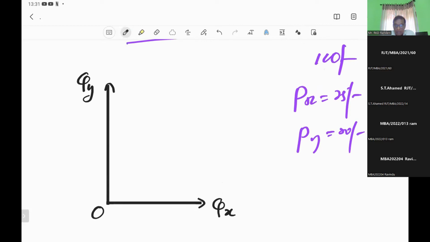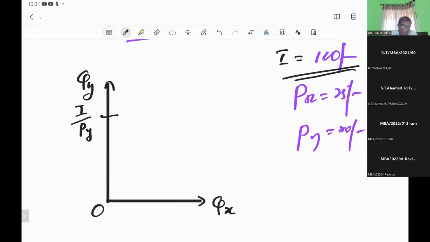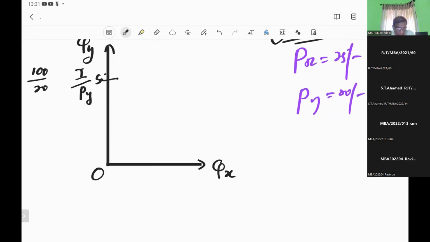Assume that the consumer has an income of 100 rupees. He is going to purchase only commodity Y. Then income 100 divided by the price of Y, 20, that is 5. He can buy 5 units of Y. Then X is 0, he can buy 5 units of Y.